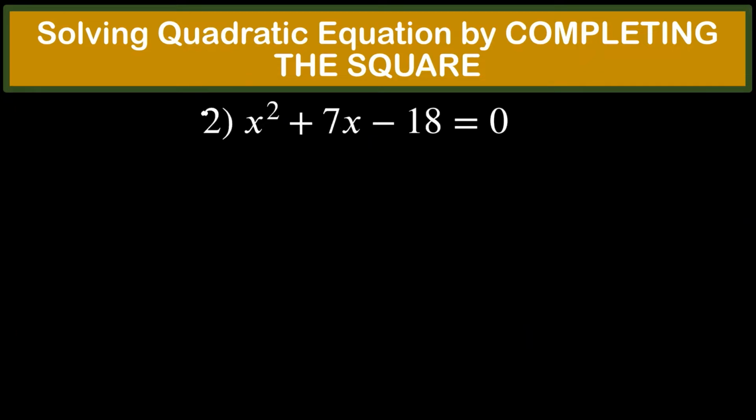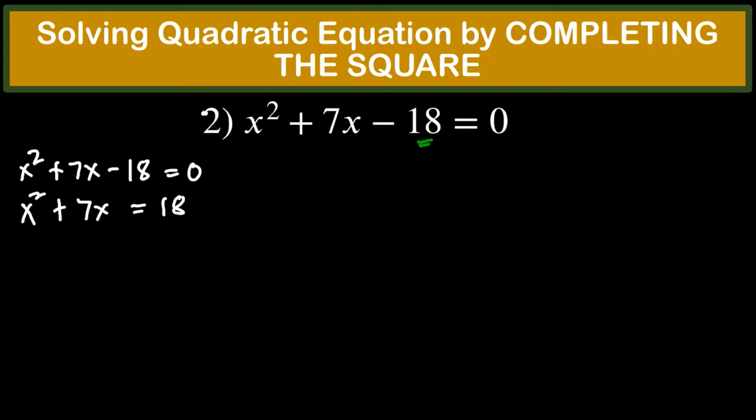Let's have another one: x squared plus 7x minus 18 equals 0. The same thing that we will do here. The first thing is to transpose this constant to the right side of the equation. So let's copy the given: x squared plus 7x minus 18 equals 0. And this will give us x squared plus 7x equals 18.